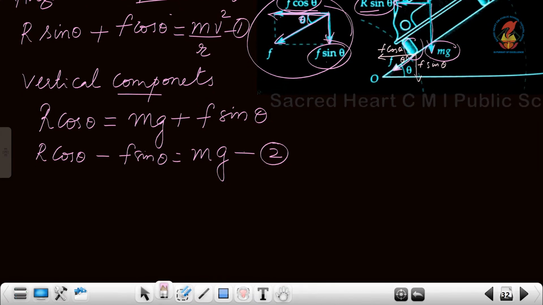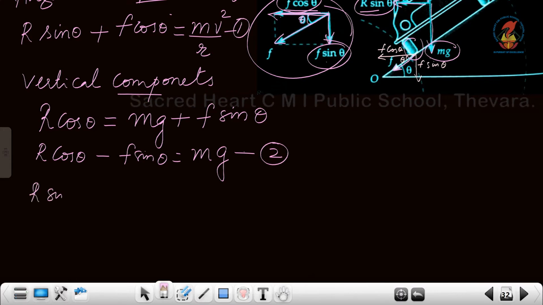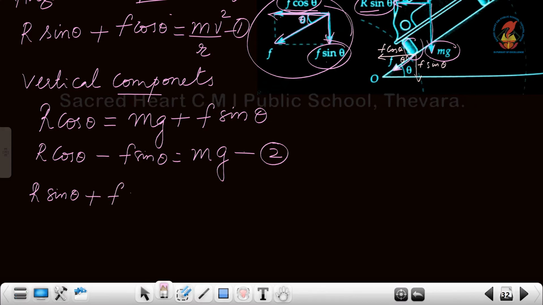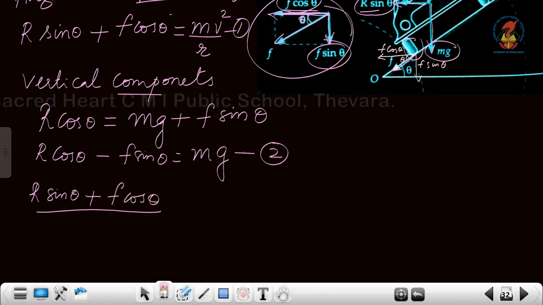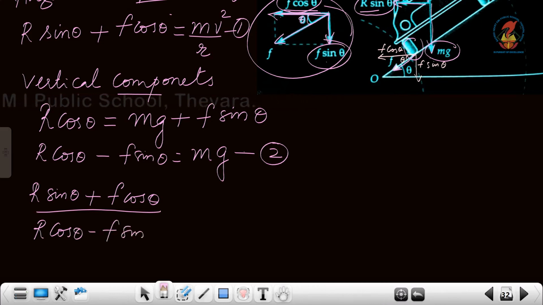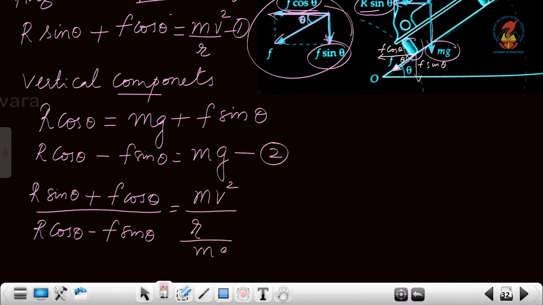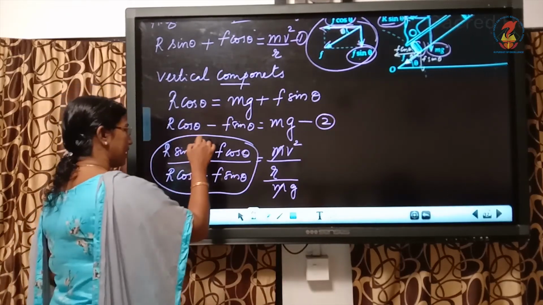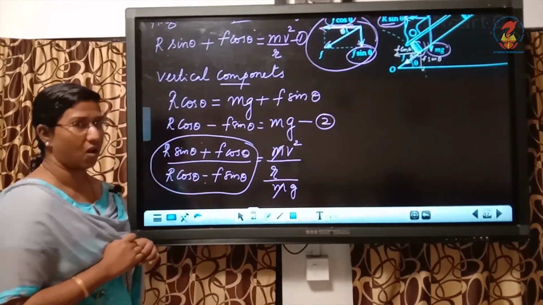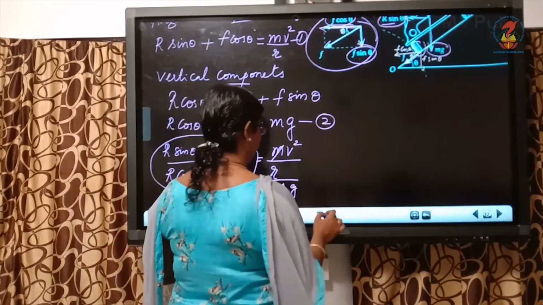Next, I am going to divide equation 1 with equation 2. I will get (r sin theta plus f cos theta) divided by (r cos theta minus f sin theta) is equal to (mv square by r) divided by mg. Okay. Next, what I am going to do is divide the numerator and denominator of the equation with r cos theta. So, what will I get?